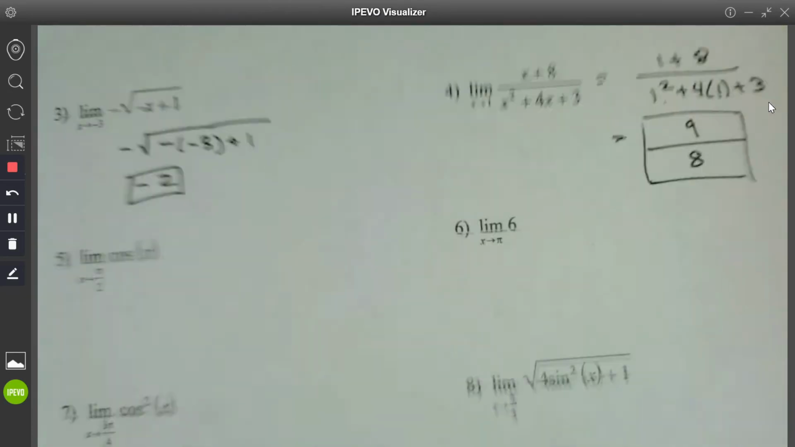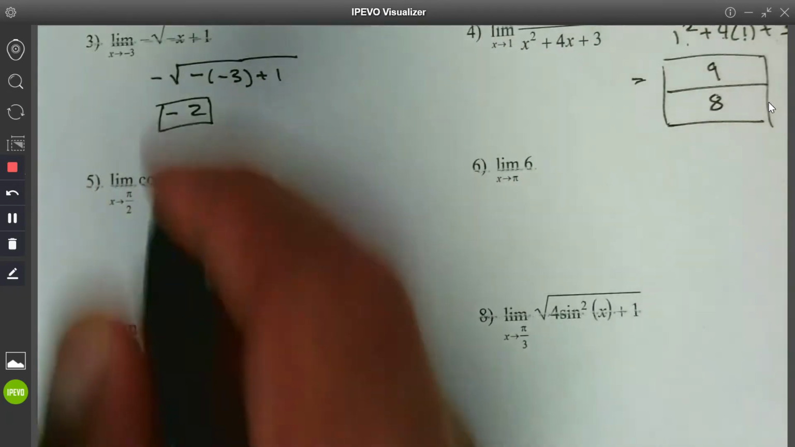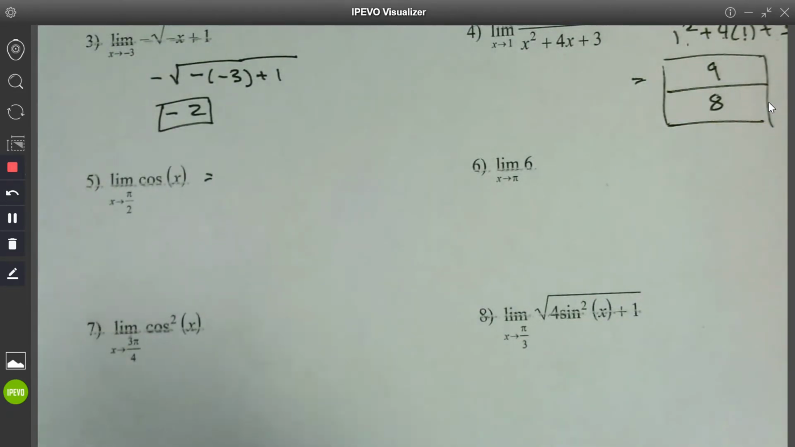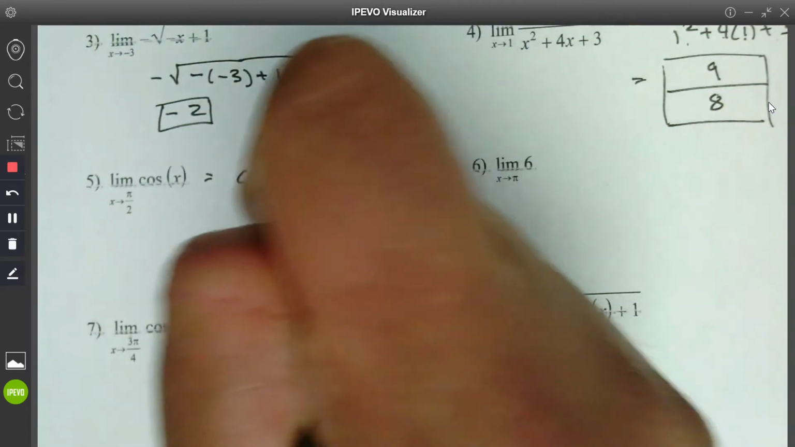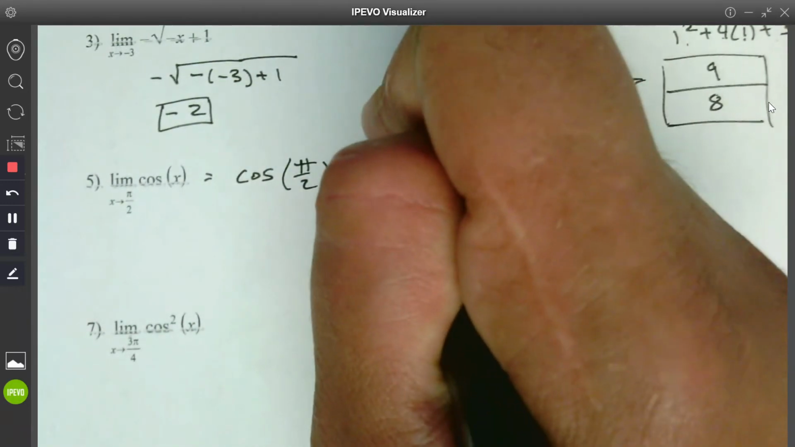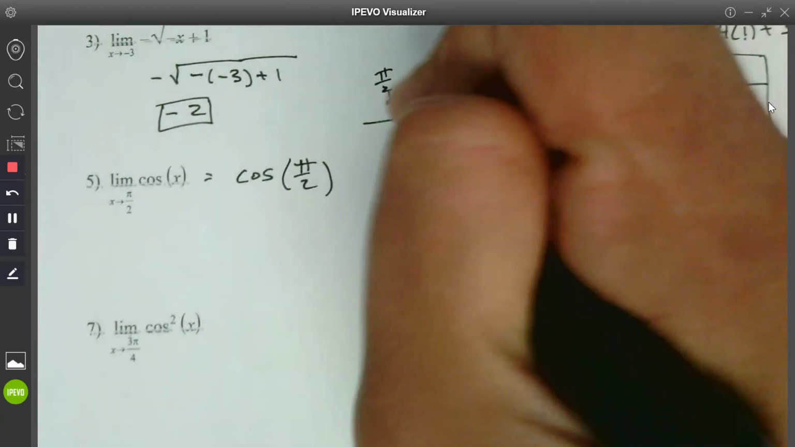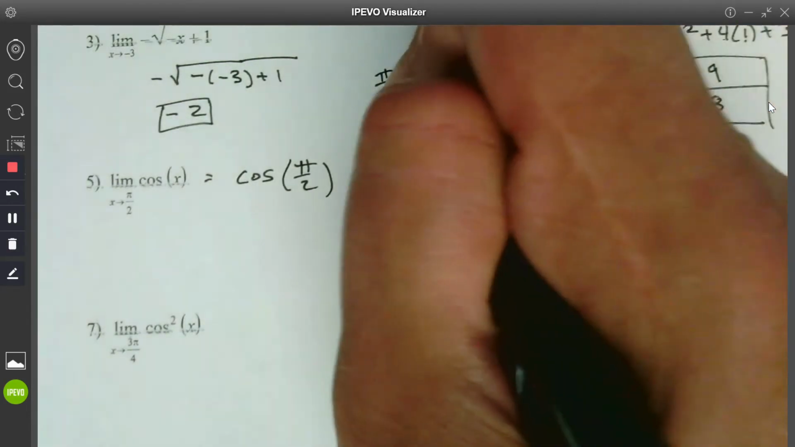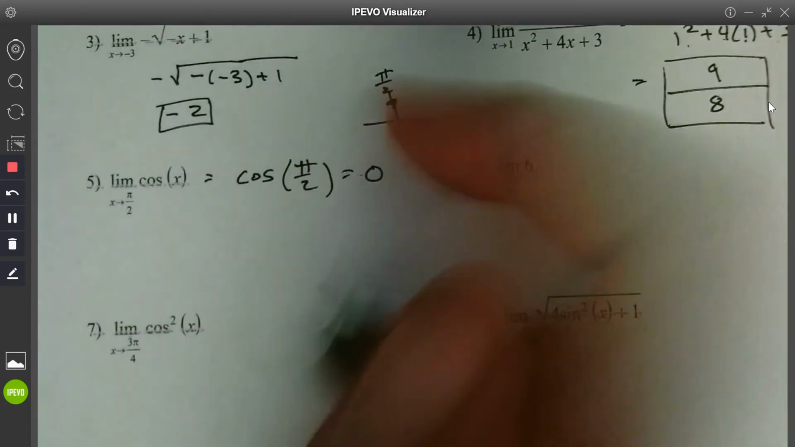Number 5, we get to some trig functions. The limit as x goes to pi over 2 of cosine of x. So cosine, again, is continuous. It's defined everywhere. Might have to go back to your unit circle. So do you remember what cosine of pi over 2 is? Unit circle says pi over 2 is going to be up there. And that point right there is 0, 1. Cosine gives you the x coordinate, so cosine of pi over 2 is going to be 0.